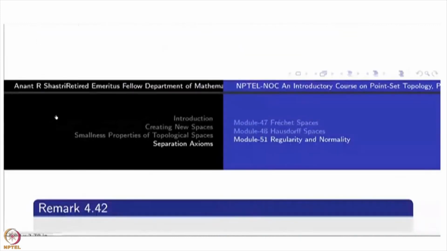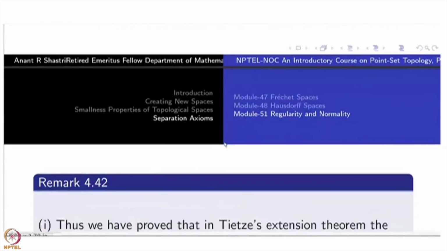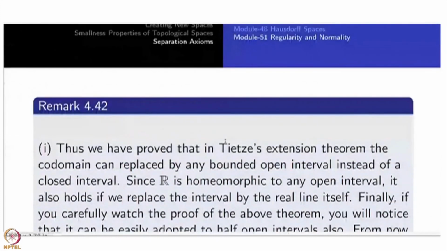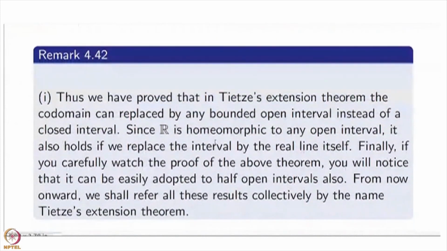Okay. So I have said that this is a trick. These kinds of tricks are used quite often in algebraic topology also. So in summary, what we have proved in the Tietze extension theorem is that the codomain can be replaced by any bounded open interval instead of a closed interval. But R is homeomorphic to any open interval, therefore you can take the whole of R also.